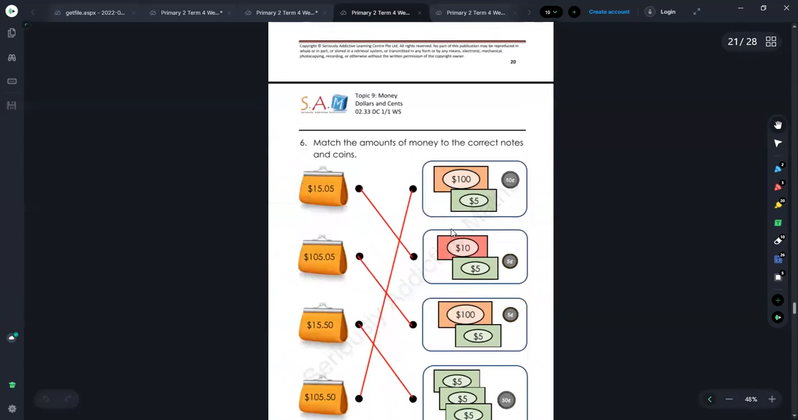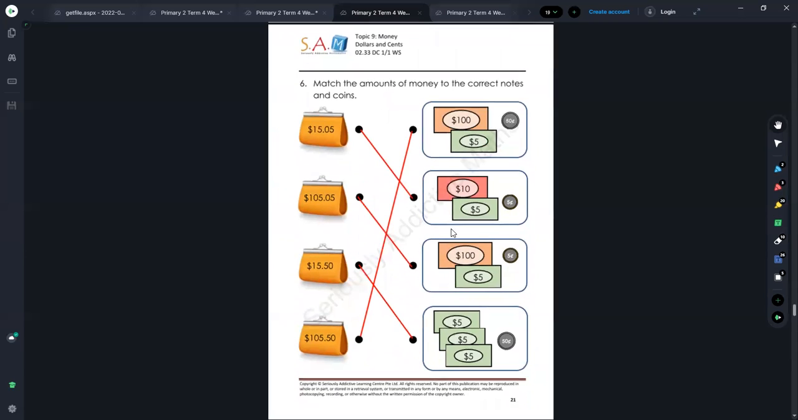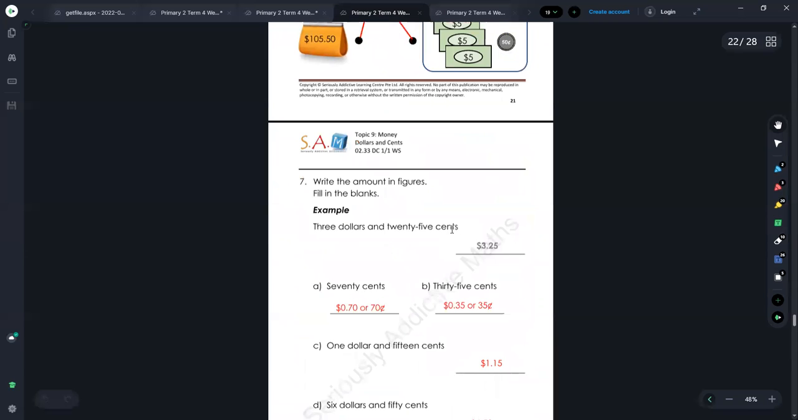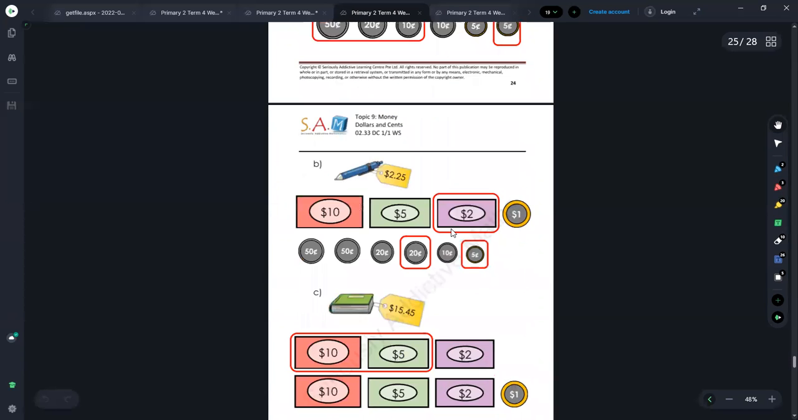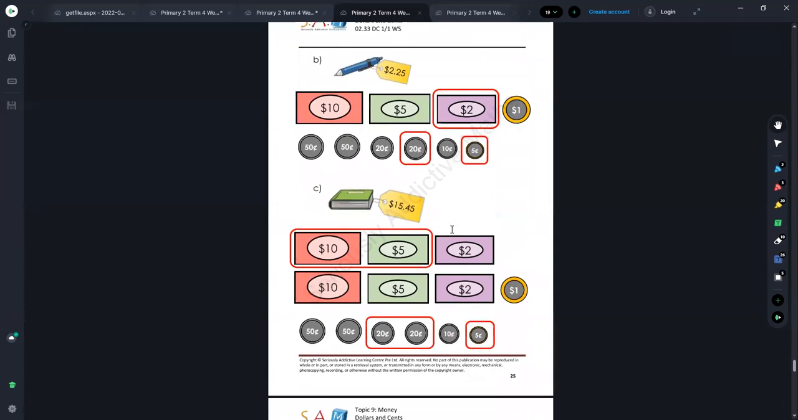This is a good time for you to rectify. I think the rest are quite straightforward, right? So 75 cents, all these I think they are fine. Perhaps something like this, page 25.